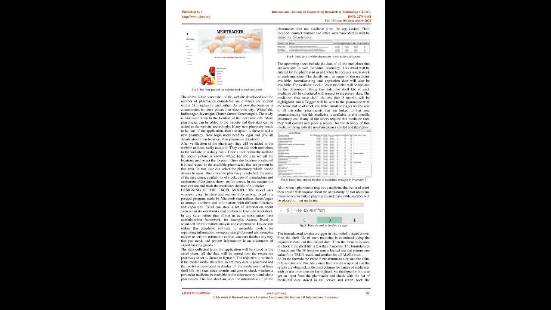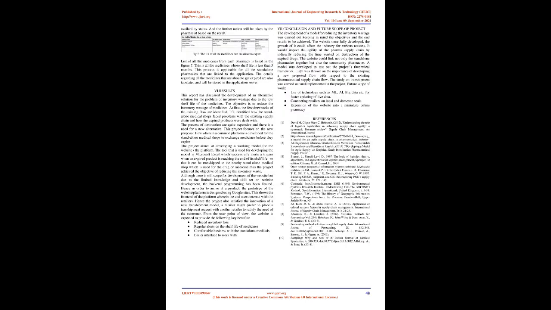Using this data, the shelf life of each medicine will be calculated with respect to the present date. The medicines that have a shelf life of less than 3 months will be highlighted and a trigger will be sent to the pharmacist with the name and number of stock available. Another trigger will be sent to all the other pharmacists linked to that area, communicating that this medicine is available in this specific pharmacy, and if any of the others require that medicine, then they will contact and place a request for delivery of that medicine along with the quantity of medicines needed and their price.